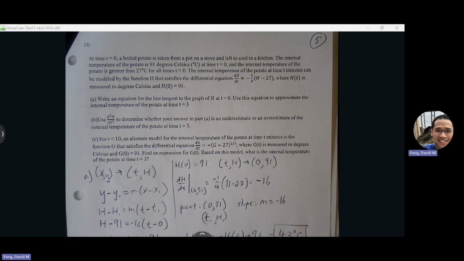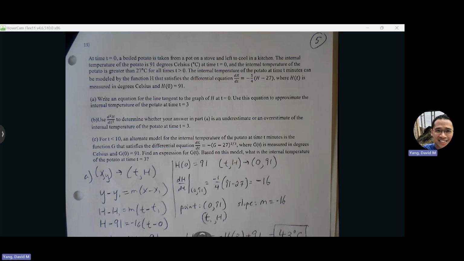Part A says write the equation for the line tangent to the graph of h at t equals 0. So typically when we think of tangent equation, we think of y and x's. We can start off that way, but we just have to make an adjustment with our variables. Notice that instead of x's and y's, it's t and h. So t will replace x, h will replace y. So your tangent equation is going to be a better fit if we say h minus h sub 1 equals m times t minus t sub 1, but same equation, we just have to adjust for the new independent and new dependent variable.